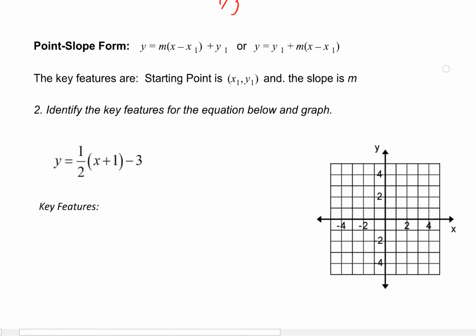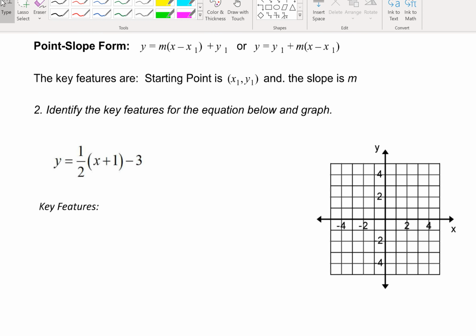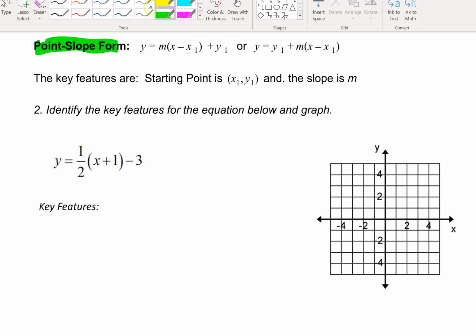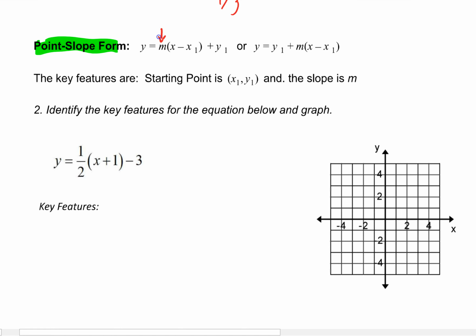Well, you have also seen the point-slope form of a line. The point-slope form of the line, again, you have slope m. M is going to be whatever's in front of those parentheses with the x there, the x minus x1. But you're going to have a point. You're going to have your x1 and your y1.